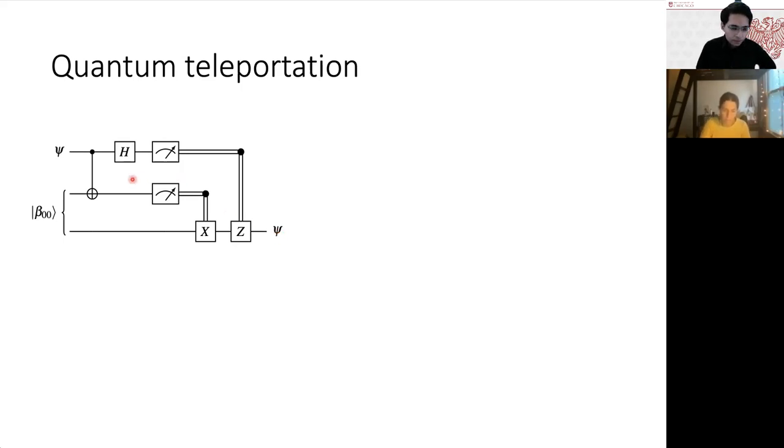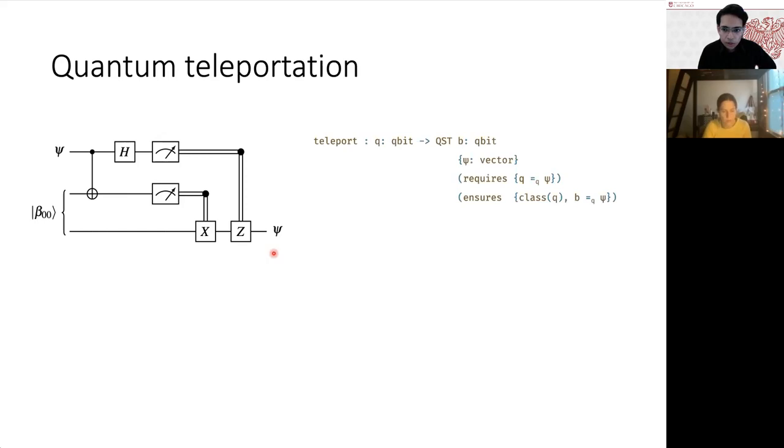And it consumes the entangled qubit pair that was given during the process. So there's a fundamental law in quantum mechanics that you cannot clone states, but this protocol basically lets you copy a qubit. So let's see how this looks in our system.